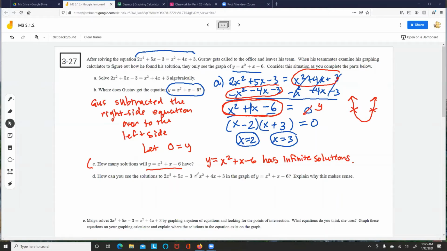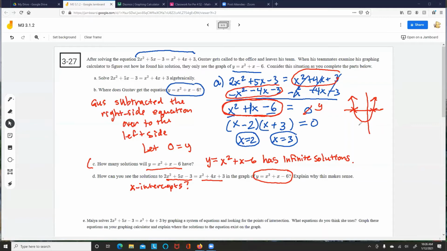How can you see the solutions to 2x squared plus 5x minus 3 equals x squared plus 4x plus 3 in the graph of this? Do you think that it would be the x-intercepts? Yeah, it should be the x-intercepts, right? Definitely. Why should it be the x-intercepts? Because we had it set equal to 0, right? And so your zeros are your x-intercepts.